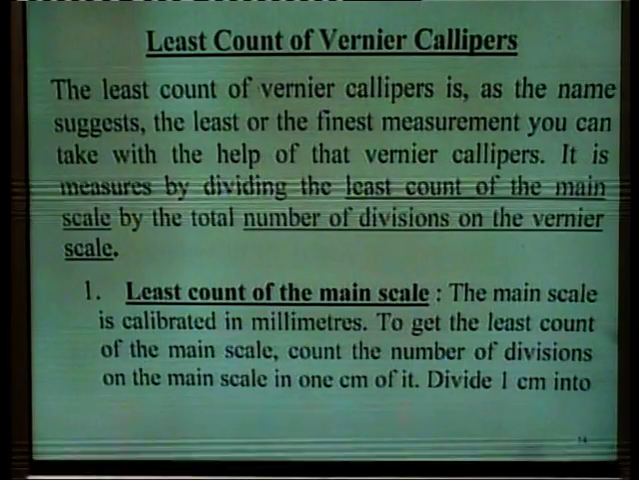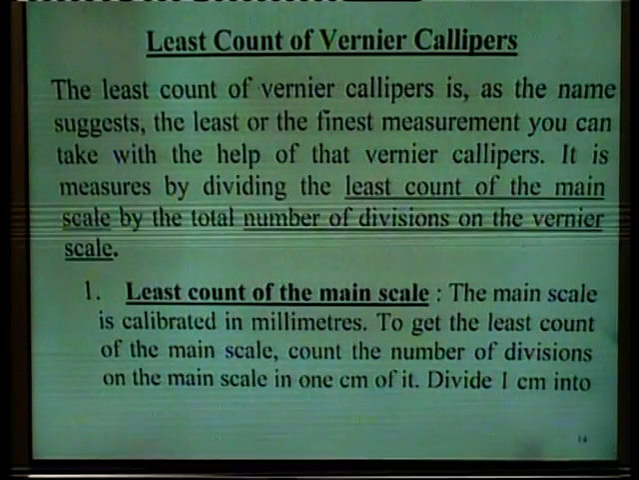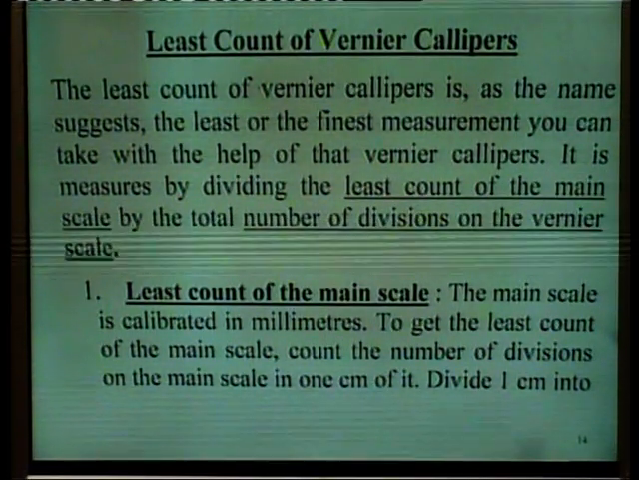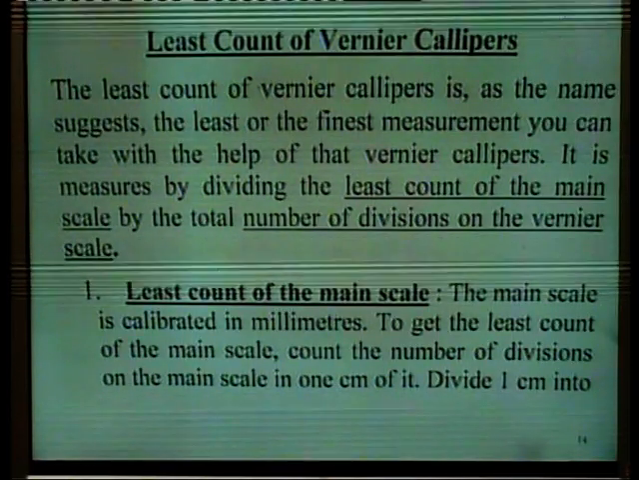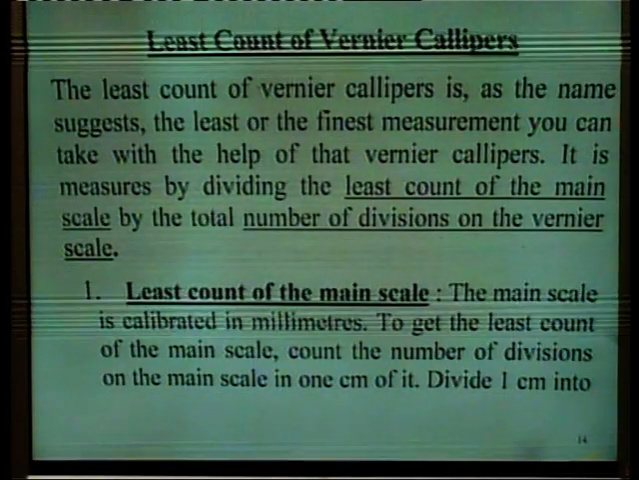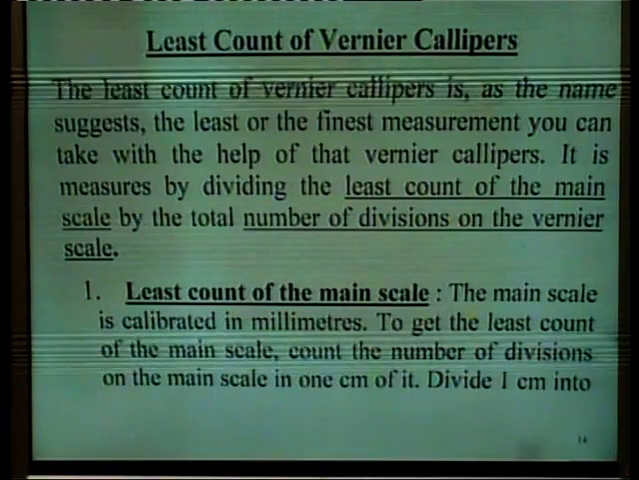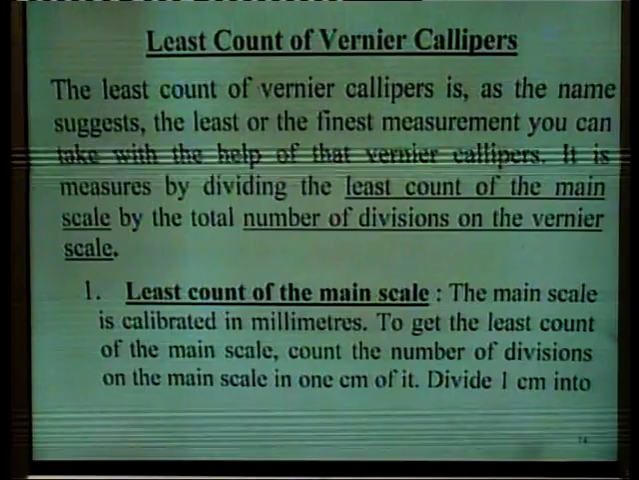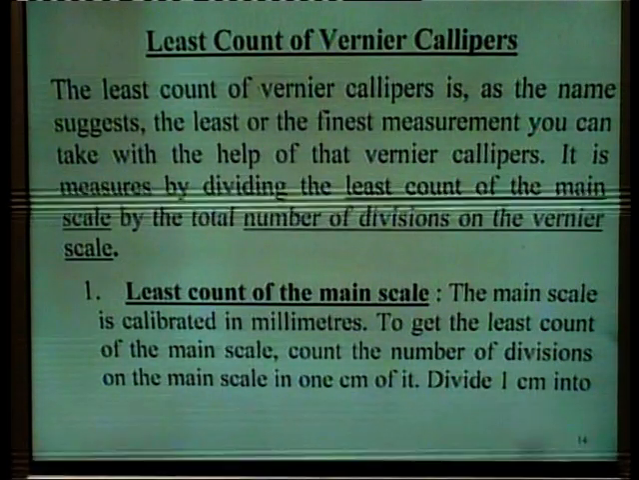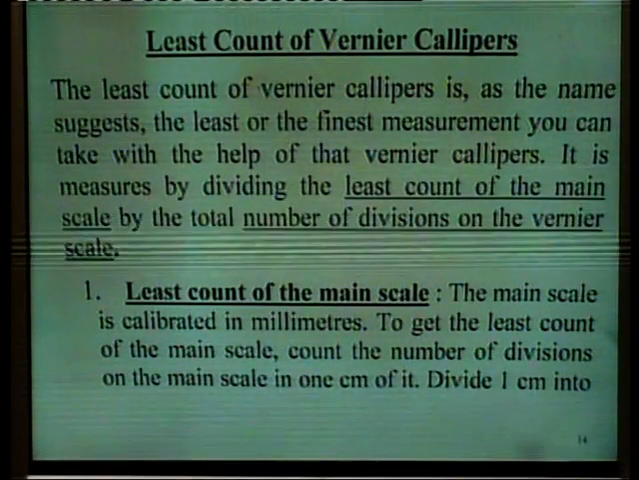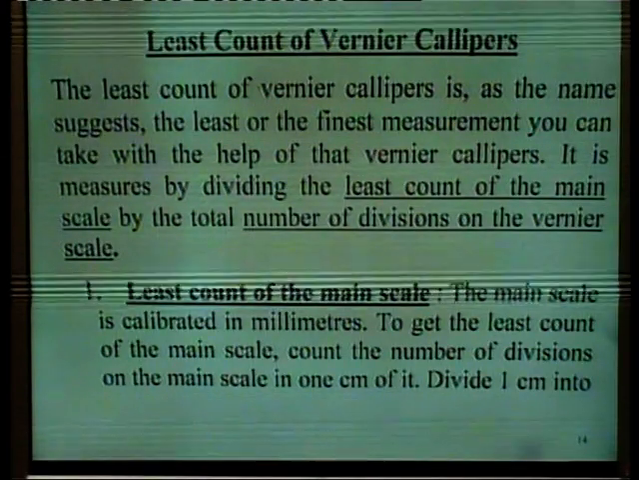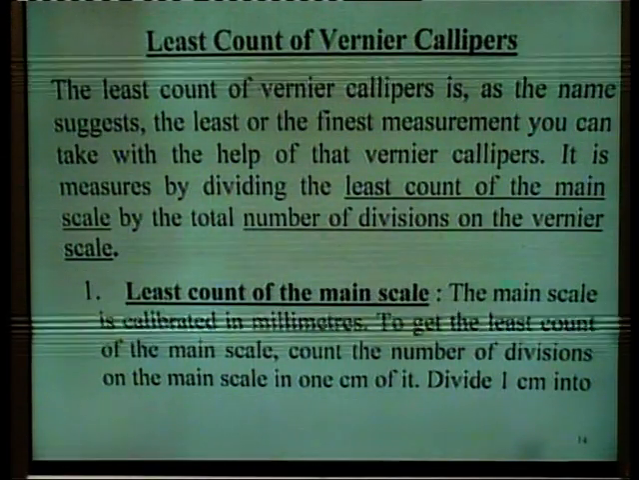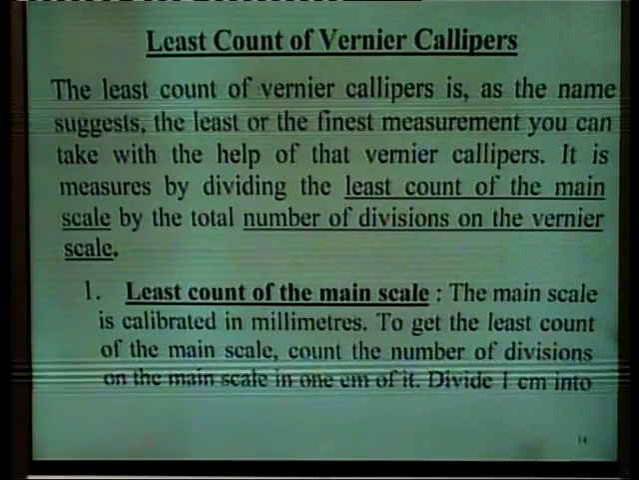So, least count of vernier caliper. The least count of vernier calipers is, as the name suggests, the least or the finest measurement you can take with the help of the vernier caliper. It is measured by dividing the least count of the main scale by the total number of divisions on the vernier scale, which is the movable scale.